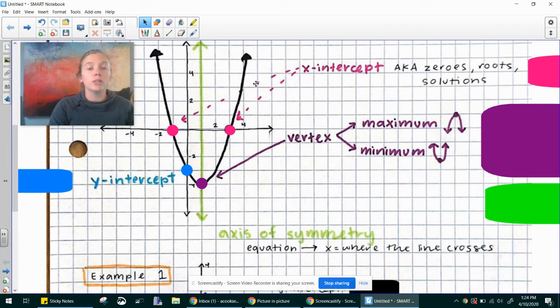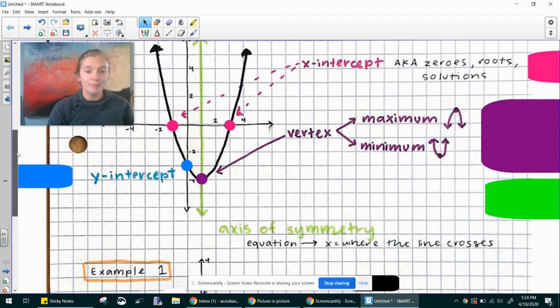So those are all the key pieces of a parabola. We need to know where the y-intercept is, where the zeros, roots, solutions, or x-intercepts are, where the vertex is, and whether that vertex is a maximum or a minimum, and what the equation is for the axis of symmetry. Let's look at an example.